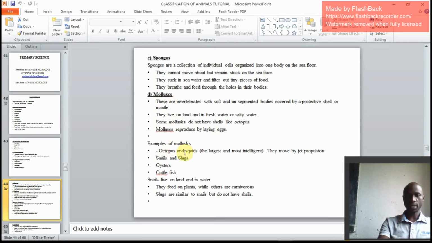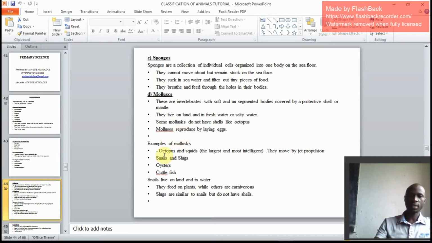We have examples. We have octopus and squids, the largest and most intelligent. They move by jet propulsion. They just use this mode to move. Then other examples, we have snails and slugs, oysters, and cuttlefish. Make sure you master examples of animals in this group.